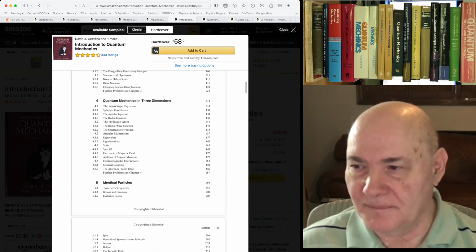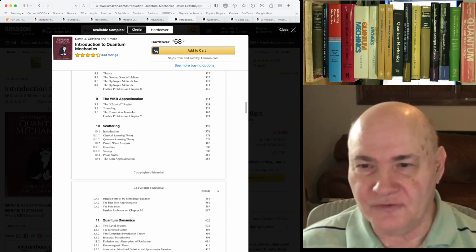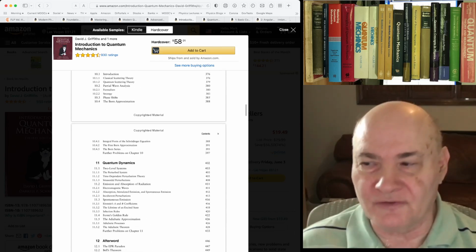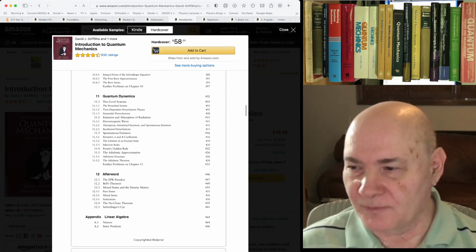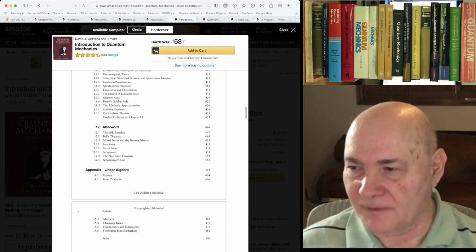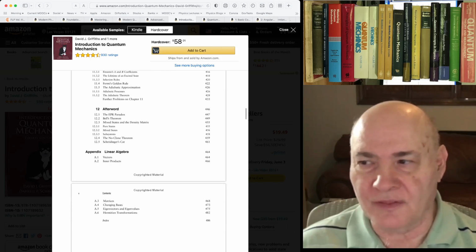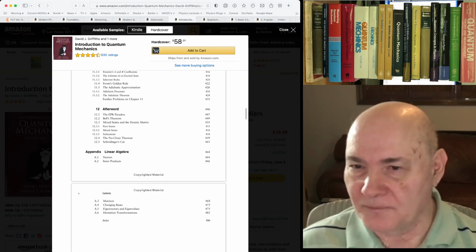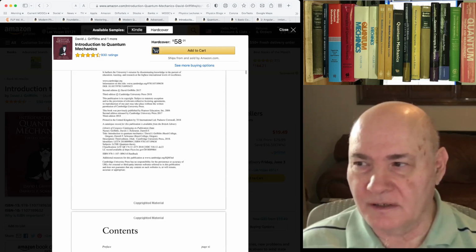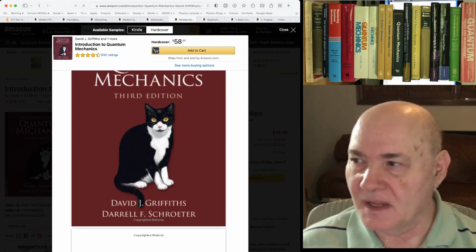But there's a lot of things in this book, and students seem to like it. Usually when students like a book a lot, it means it's easy. And I suspect this book is relatively easy. And I think the third edition has been updated a little bit to include the EPR paradox, mixed states, and various other things. So this is an excellent book, and if you're using it in a course or if you want to read it, I recommend it.